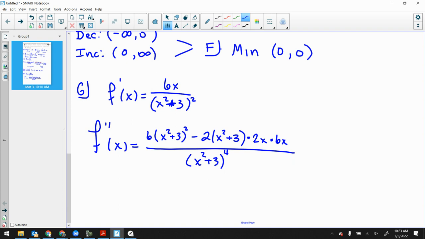Do you see a common factor in here? Look at top and bottom. Do you see the x squared plus 3? Every chunk in here has an x squared plus 3. So what I'm going to do is remove that. Remove this big here, and then just knock that down by 1.